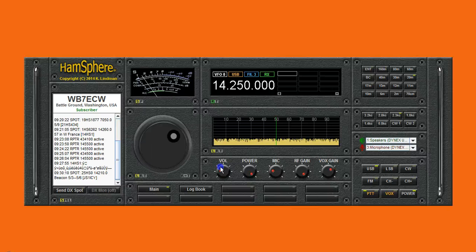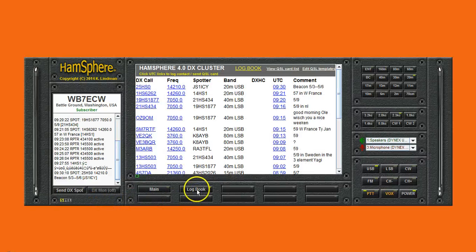Let's just keep going on the theory that you're not seeing any signal spikes, so you don't know what to do to find someone to talk to. You don't even know if this band is a good band at this time of day or night. Well, there's a couple of things that can help you. One is you go to the logbook button and it brings up something similar to 3.0, the cluster.